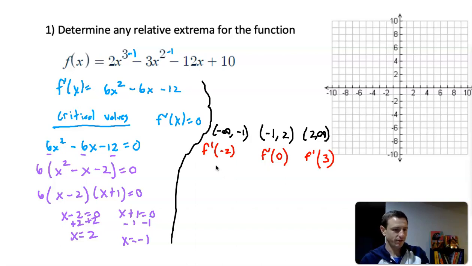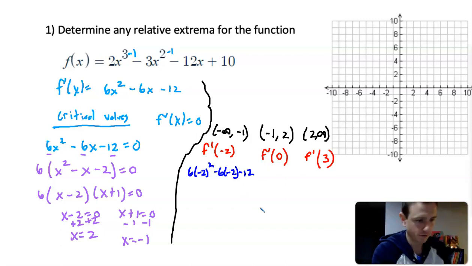So I'm plugging in negative 2 into my derivative. Here was the derivative. So I'm going to plug in negative 2. So it's going to be 6 times negative 2 squared minus 6 times negative 2 minus 12. I don't want to mess up my mental math here, so I have my calculator ready to go. So I'm going to do 6 times negative 2 squared minus 6 times negative 2 minus 12. That's going to be positive 24.